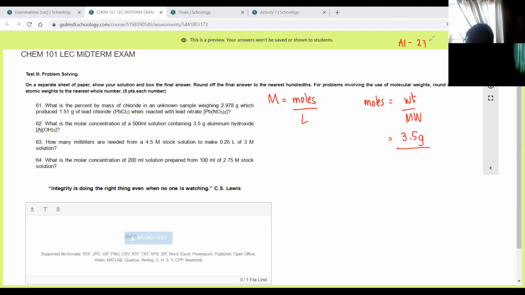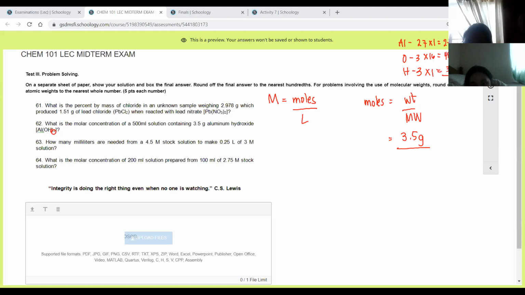So you have 27 times 1, this is 27. And then you have oxygen. There are three oxygens. Three times 16 is 48. And then you have hydrogen, three also. Remember the subscript here applies to both the oxygen and the hydrogen, so this is 3. So what is the total? 27 plus 48 plus 3 is 78. So what you should have used here is 78 grams per mole. Let's divide: 3.5 divided by 78 is 0.044871794 mole. So you can now use that here.